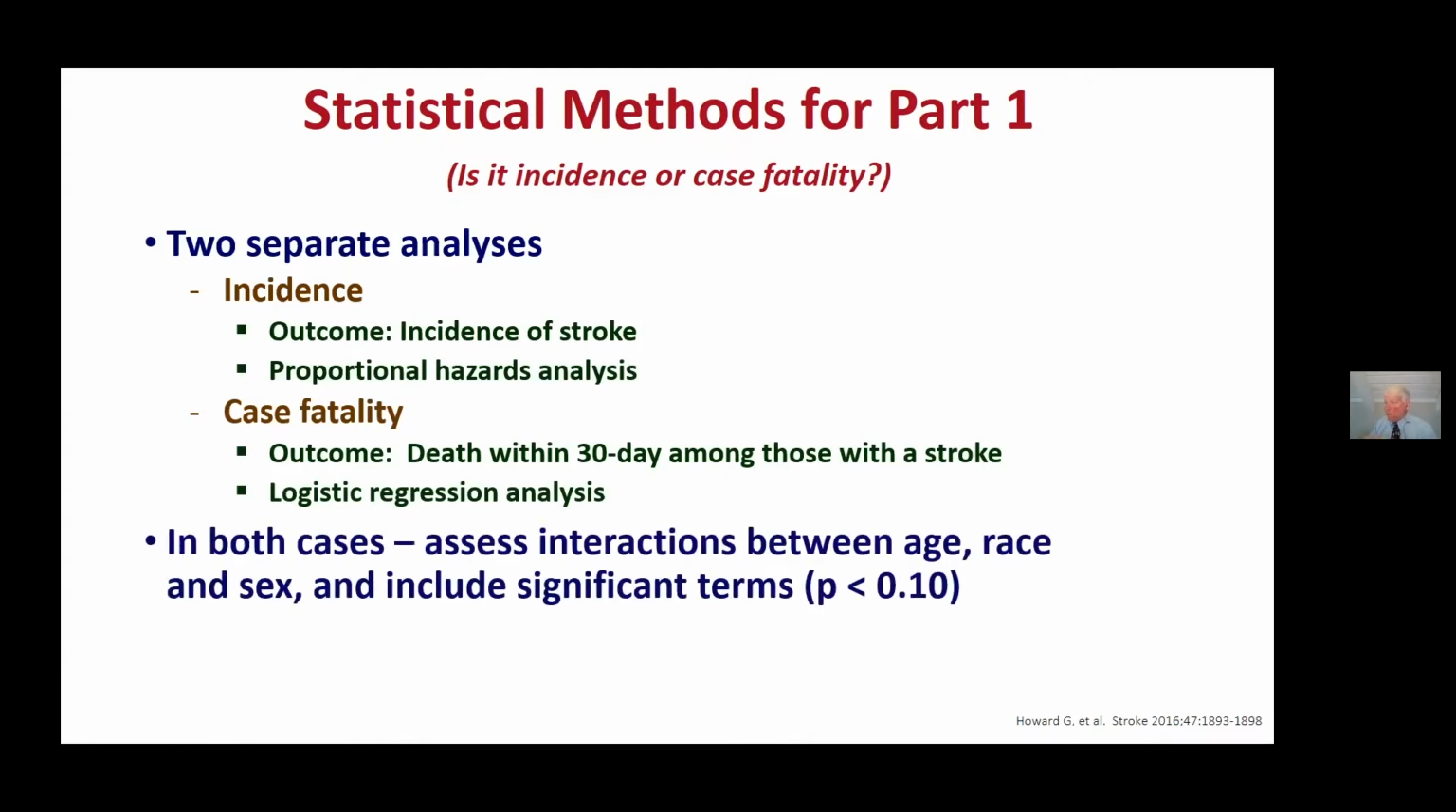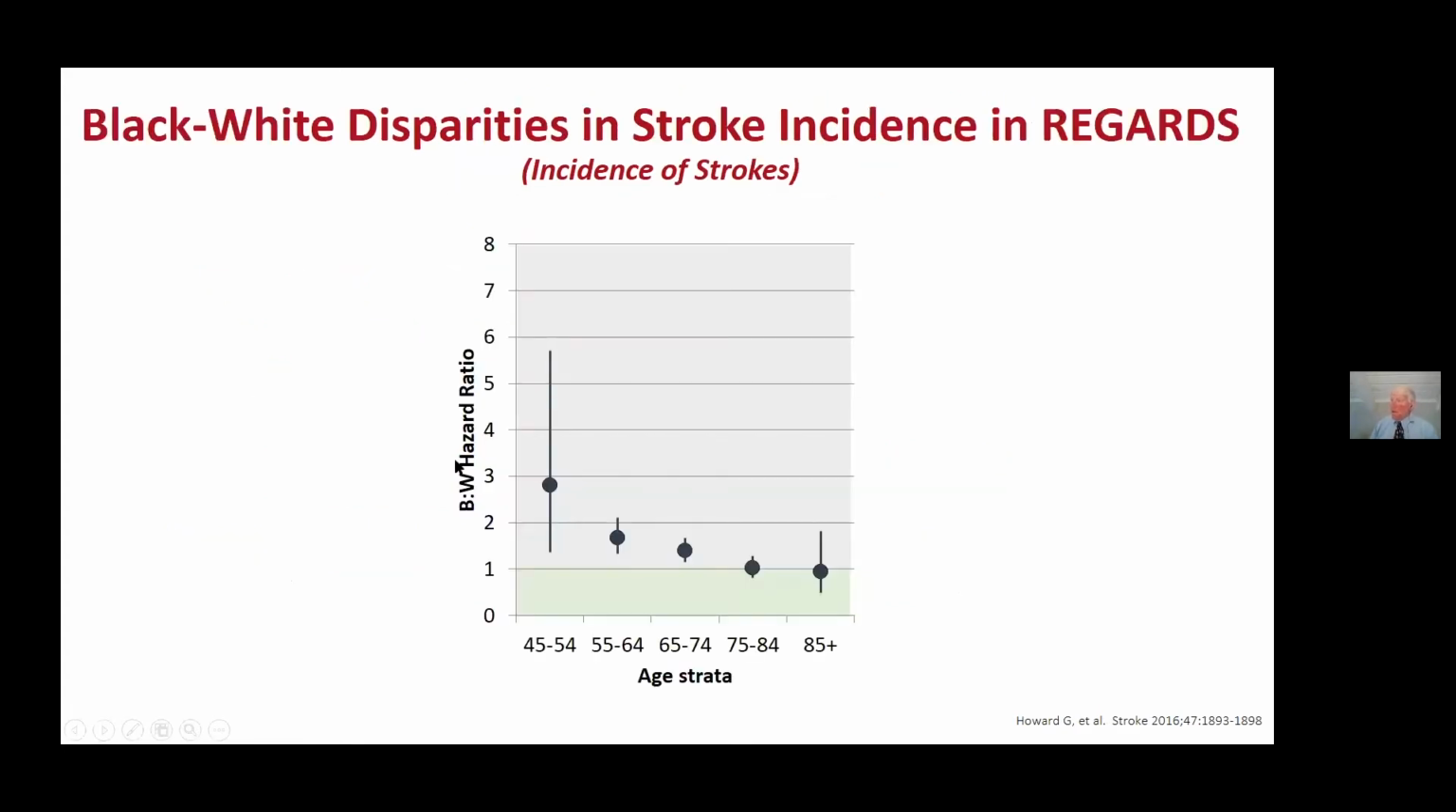In both cases, we assessed interactions with age, race, and sex. And if there was an interaction significant at the 0.1 level, we considered that sufficient evidence to stratify the data and look within the age, race, or sex strata. And I'd love to talk more about the 10% choice, but that's the geeky statistician part of me. So here are the black to white hazard ratios.